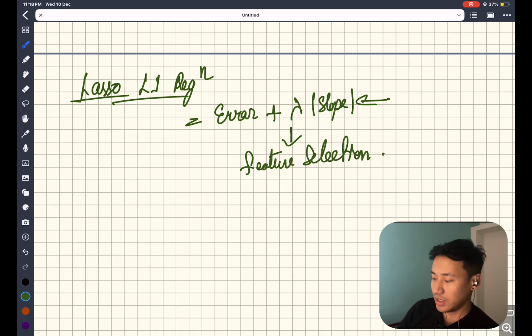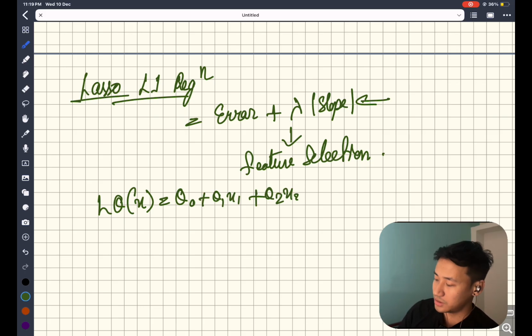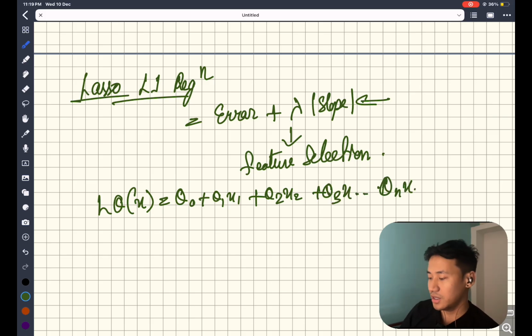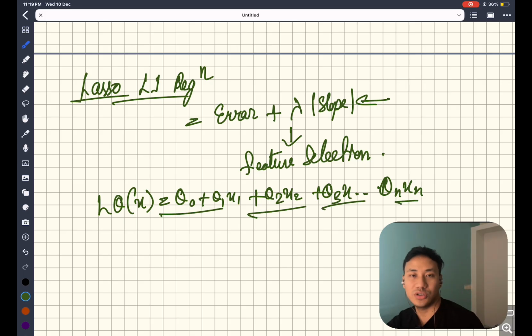Observe it. In our case, we just assumed one feature or two features, right? So imagine a model where y hat is predicted from many features. Let's say theta naught plus theta 1 x1 plus theta 2 x2 plus theta 3 x3, like that, theta n xn. So there are many features. Out of these features, we need to select which are important. All the features will not be important for sure, so we need to select.